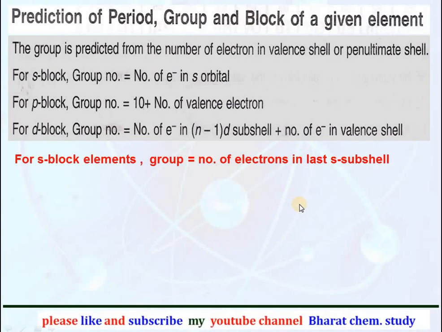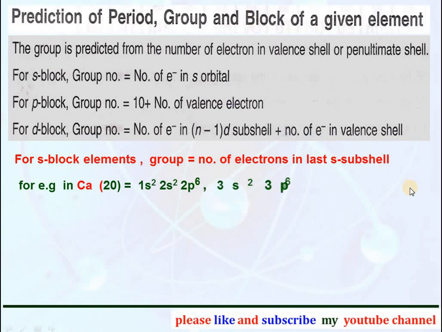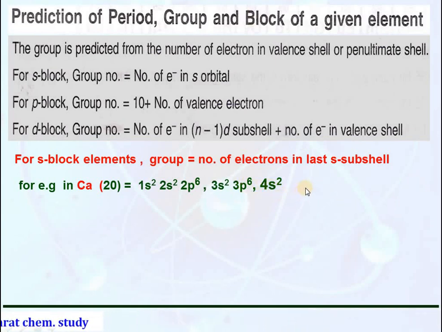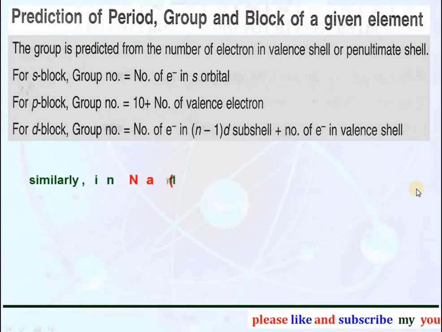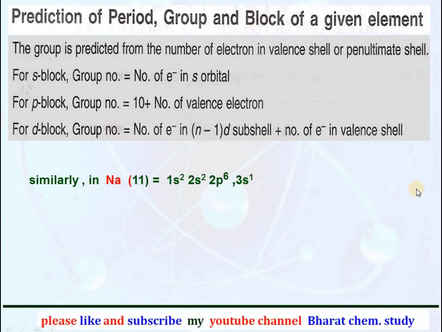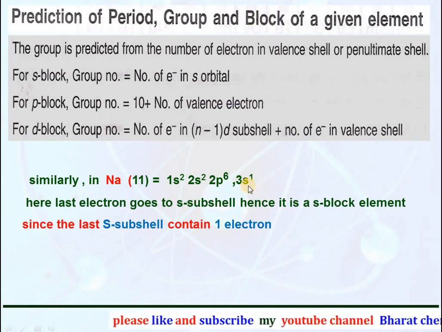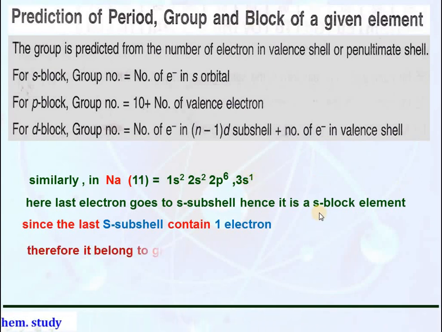For s block elements, the group number is equal to the number of electrons in the last s subshell. For example, in case of calcium, the last subshell is 4s2, and because the last s subshell contains 2 electrons, therefore it belongs to group 2. Now in case of sodium, the last electron enters the 3s subshell, the block is s, and because the last s contains 1 electron, therefore its group is 1.